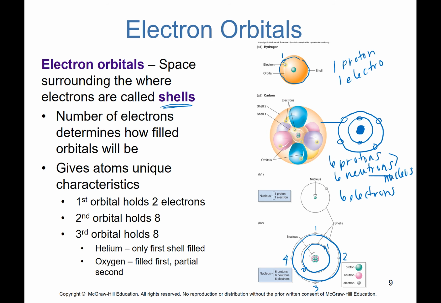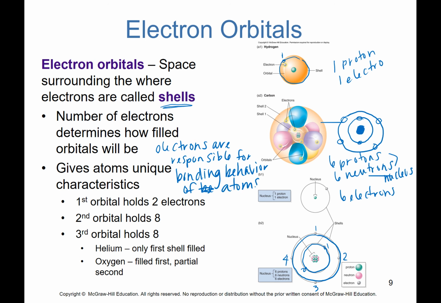So electrons are hugely important because electrons are responsible for the bonding behavior of atoms. And that bonding behavior is entirely determined by how those shells or those orbitals are filled.